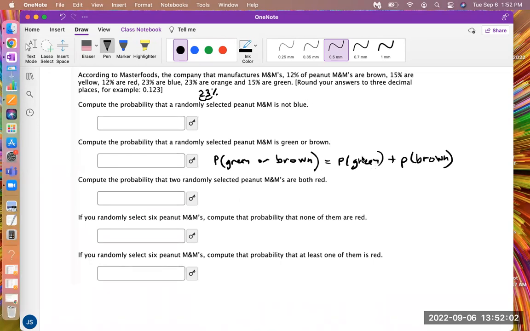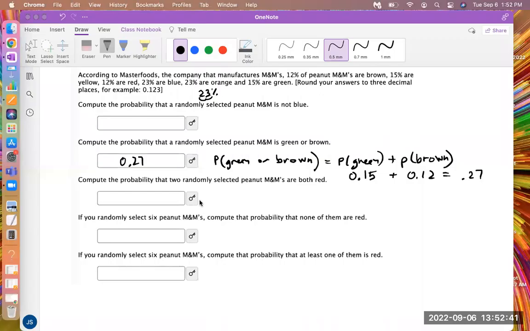So we can find the probability of green, which is 15%. Writing it as a decimal is 0.15. And then the probability of being brown, 12% of them are brown, so it's 0.12. And I just add those together and I get 0.27. And there we go. That's our probability for that. Let's just double check it. All right, yeah, that's correct. Going on to the next one.